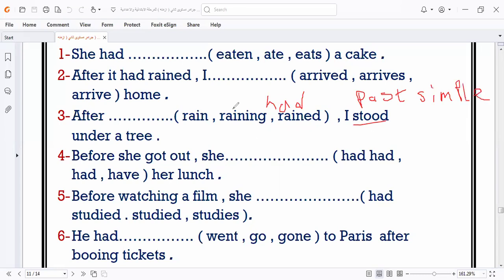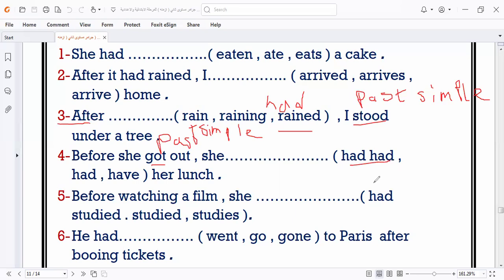Here we have past, and here we have "had rained" in the past perfect tense. Before she got, so here it is in what? In past simple. The next part of the sentence will be in what? In the past perfect tense. She had her lunch.